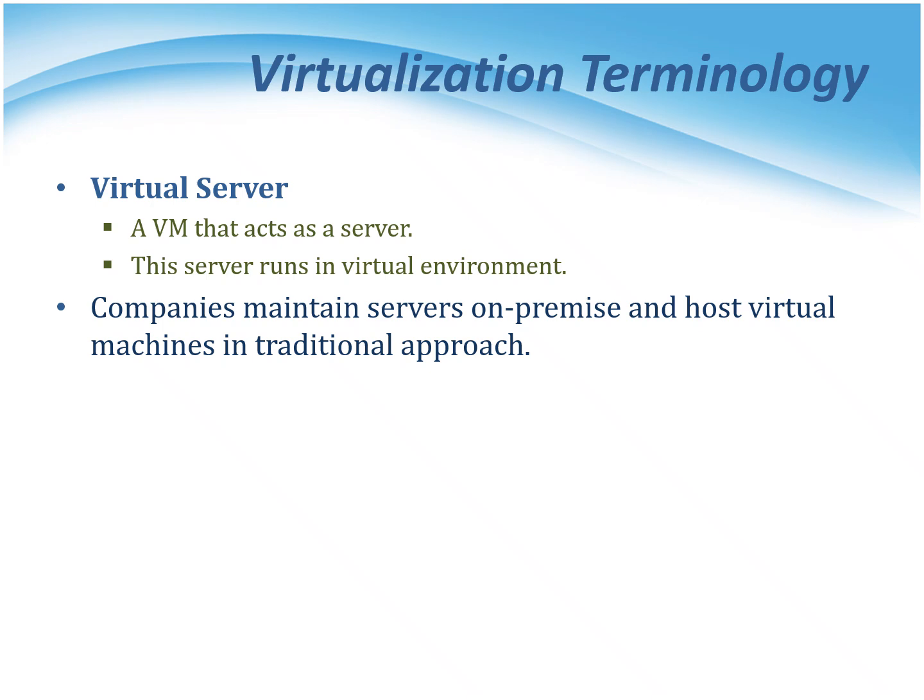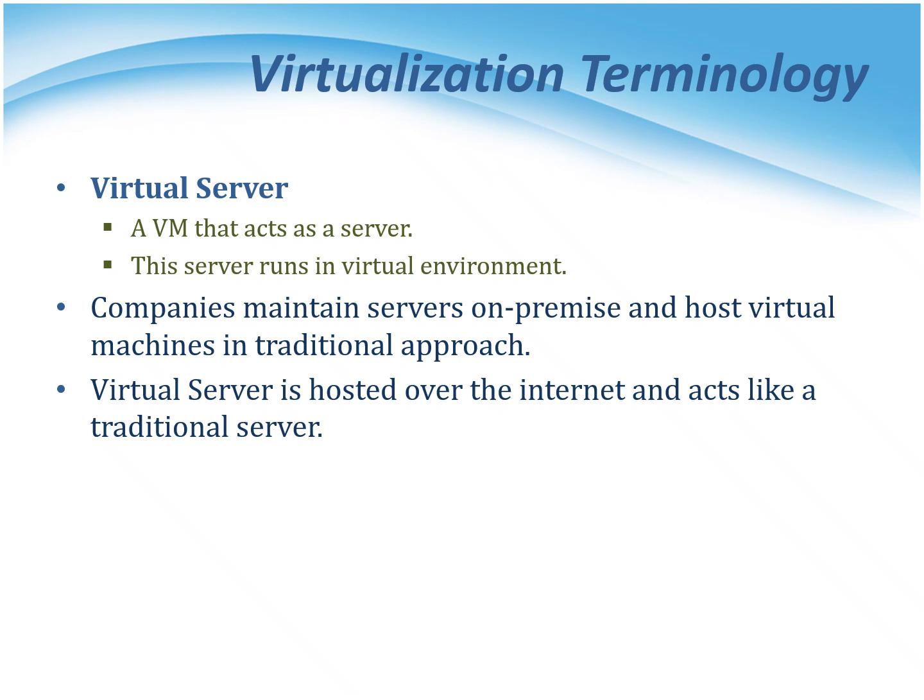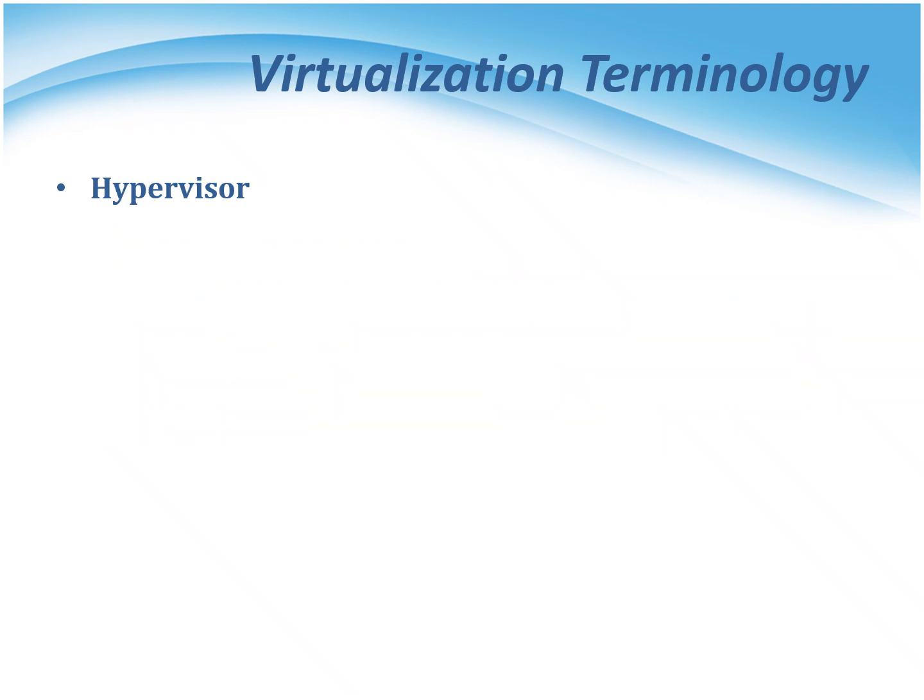In the traditional approach, companies maintain servers on premises and host virtual machines. They have servers and emulate them as virtual servers, and cloud service providers provide them over the internet. That is only a virtual server. With the same resources, they can have multiple servers. They have one physical server, and on top of it a virtualized layer, and then they can have multiple virtual servers, which can be shared with different clients. So a virtual server is hosted over the internet and acts like a traditional server.